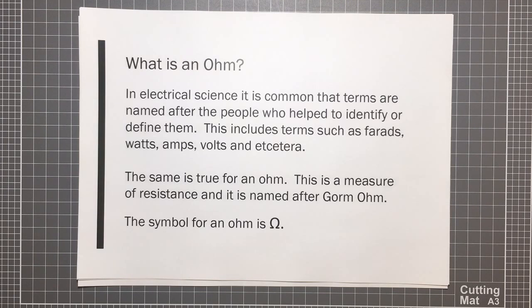An ohm is an electrical measure, but in electrical science, it's common that terms are named after the people who helped to identify or define them. That includes terms like farads after Michael Faraday, or watts after James Watt, amps, volts, and there's plenty more electrical terms that are named after people. The same is true for an ohm. An ohm is a measure of resistance, and it's named after George Ohm. The symbol for an ohm is the one that you can see down the bottom here, the omega symbol. And you'll see that one pretty commonly around the place.